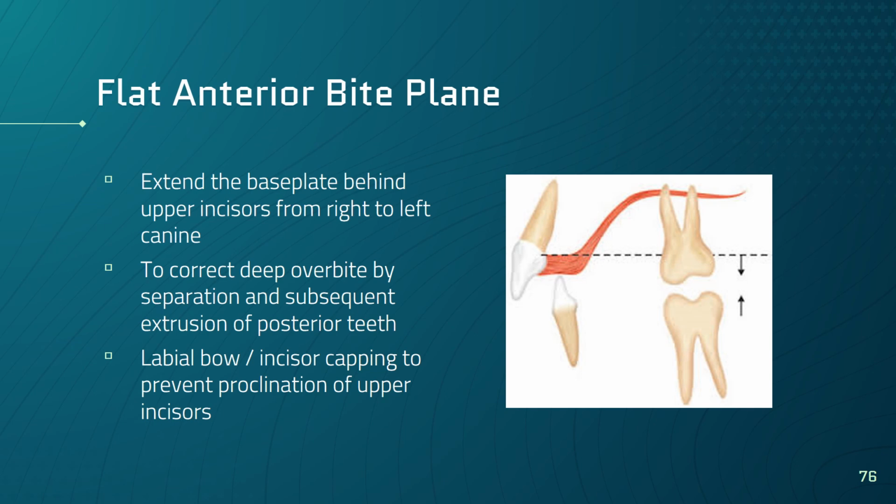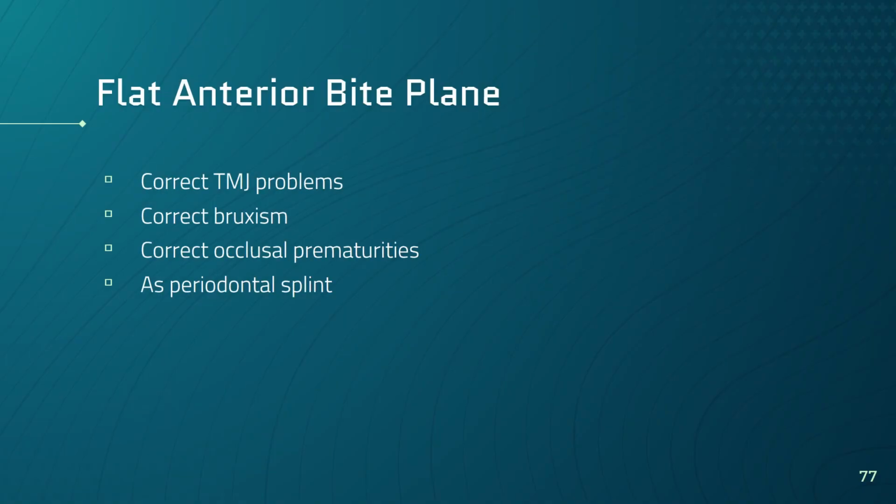Okay. Now, if we want to prevent the upper anterior teeth from proclining, we can incorporate a labial bow or do an incisor capping. Now, the flat anterior bite plane can also be used to correct TMJ problems. It can be used to correct bruxism. It can be used to correct occlusal prematurities, and it can be used as a periodontal splint.